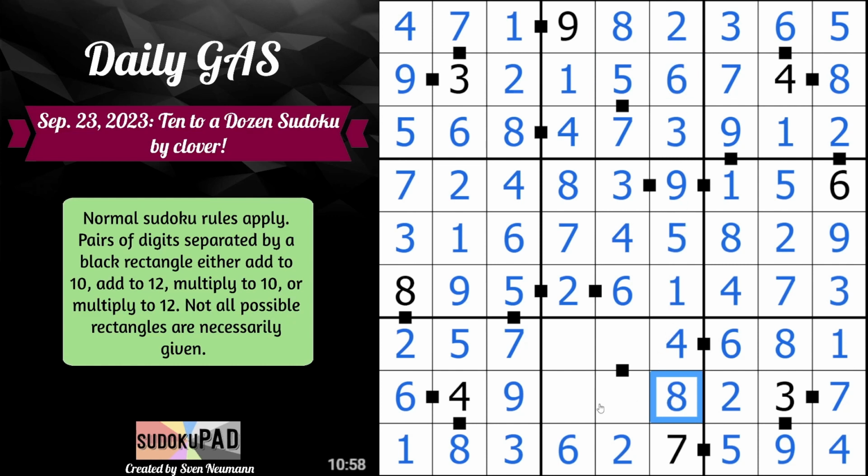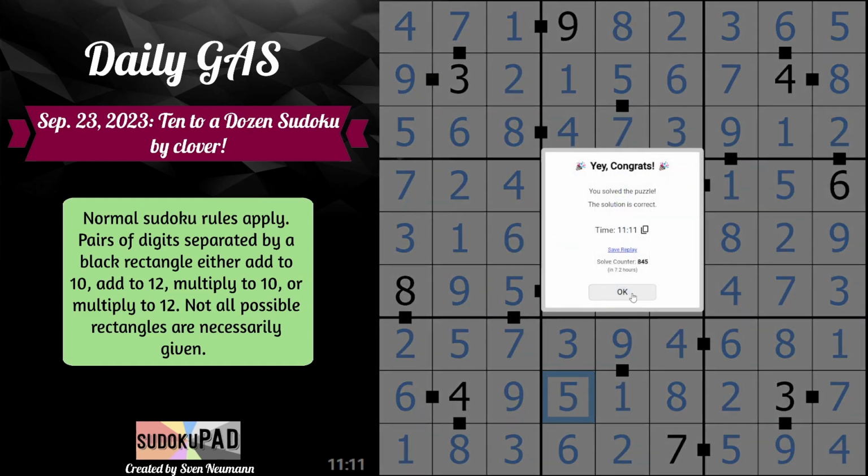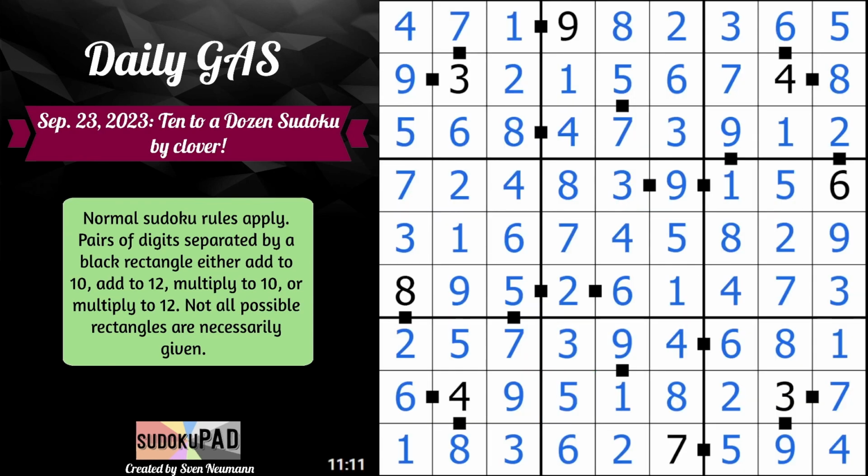8. With the row, we need to place a 1, which goes here. It can only add with 9. We need to place 3, and then finally 5. And we're done. 11, 11. We got 1, 1, 1, 1 right there for 10 to a dozen, which I guess is funny because between 10 and 12, we got the number 11, and that's what we got.